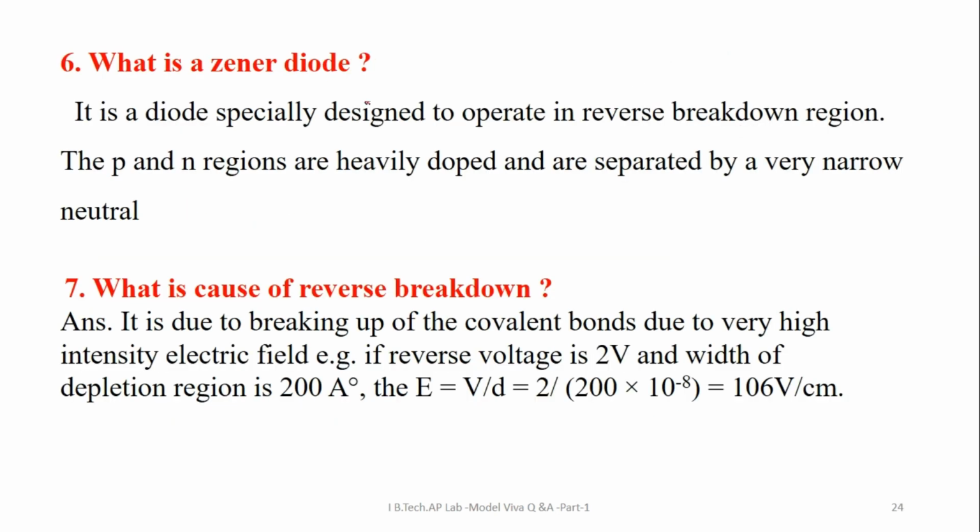Then what is a zener diode? It is a specially designed diode, basically operated in the reverse breakdown region. The p-type and n-type regions are heavily doped and separated by a very narrow neutral region, that's nothing but a potential barrier.